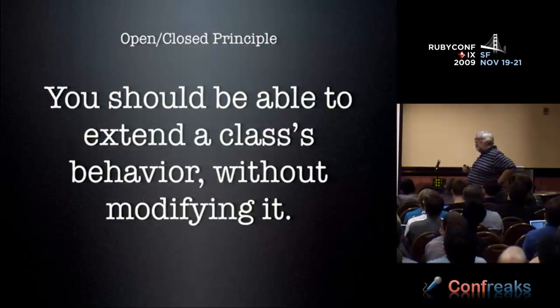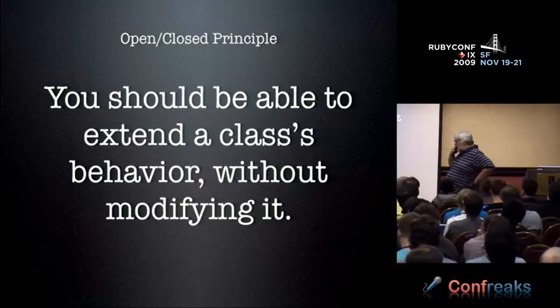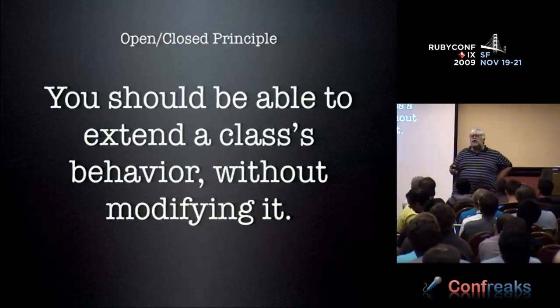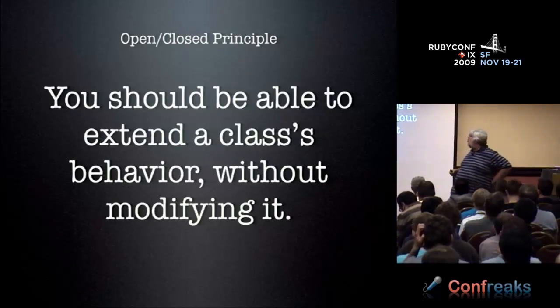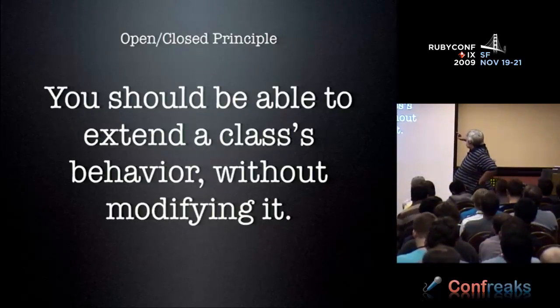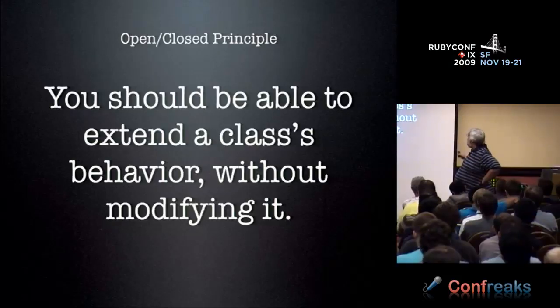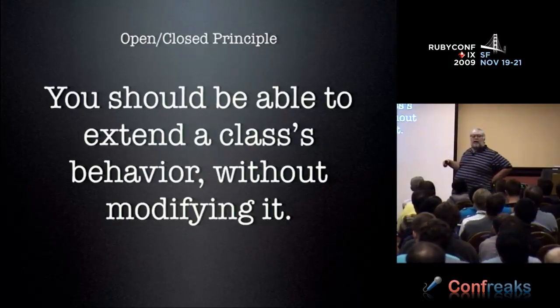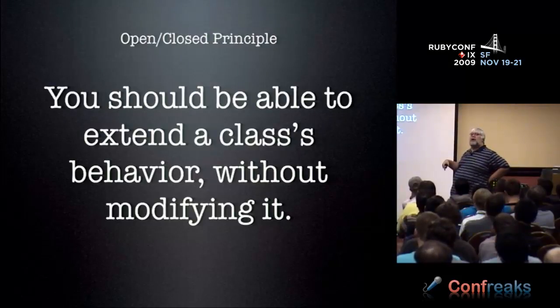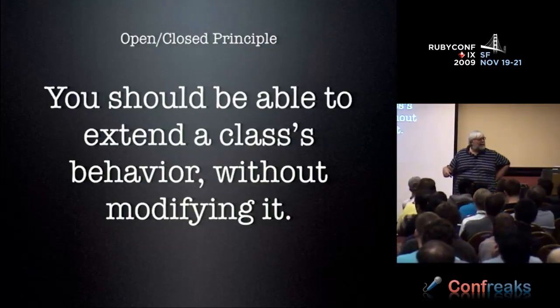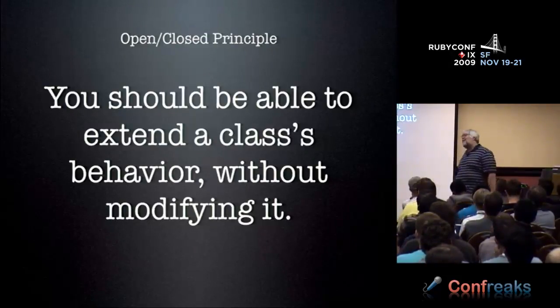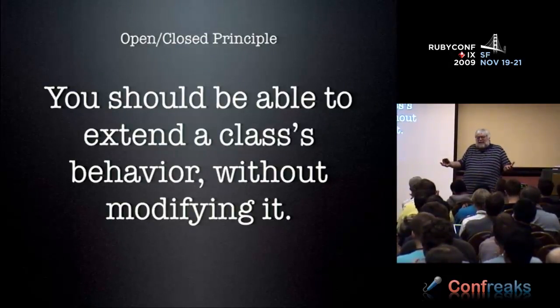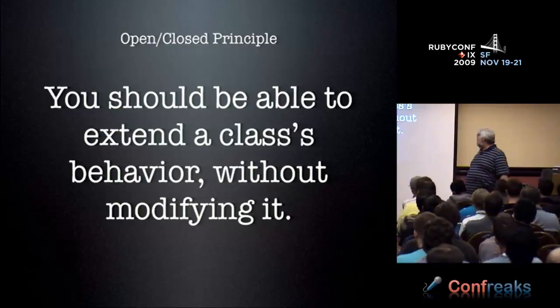Okay. The Open-Closed Principle was first thought up by Bertrand Meyer, who designed the Eiffel language. And he says that modules should be able to extend a class's behavior without modifying it. It should be open for modification, but closed for change. Did I say that right? Open for extension, closed for modification. Thank you, yes. Which sounds weird. What in the world does that mean?